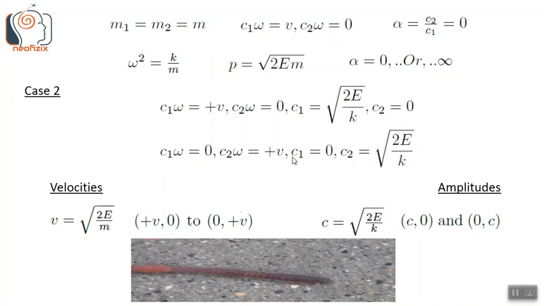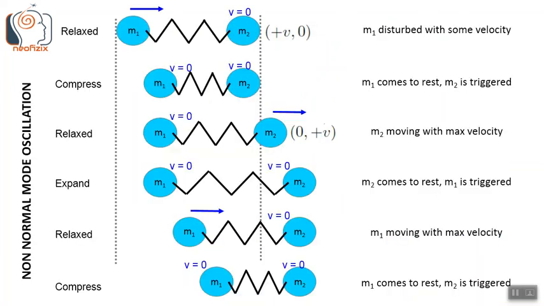So with V equals square root of 2e by m, the oscillation keeps switching from the plus V, 0 state to the 0, plus V state. This case truly illustrates the leapfrogging motion or the earthworm type peristaltic motion of the spring mass system under this non-normal mode disturbance. So this is how this non-normal mode oscillation looks.